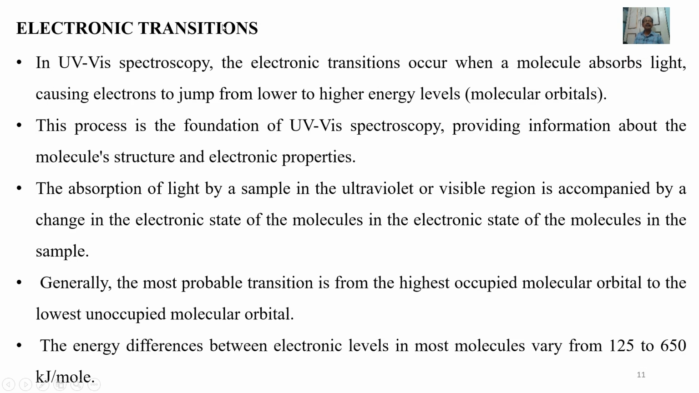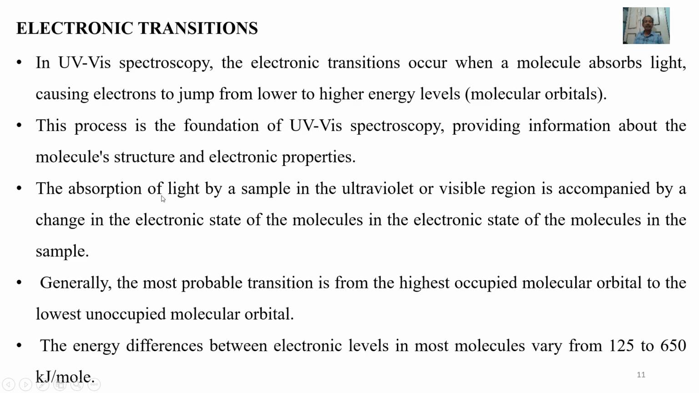Electronic transitions. In UV spectroscopy, the electronic transitions occur when a molecule absorbs light, causing electrons to jump from lower to higher energy levels. What we call this is molecular orbitals. This process is the foundation of UV spectroscopy, providing information about the molecule's structure and electronic properties.